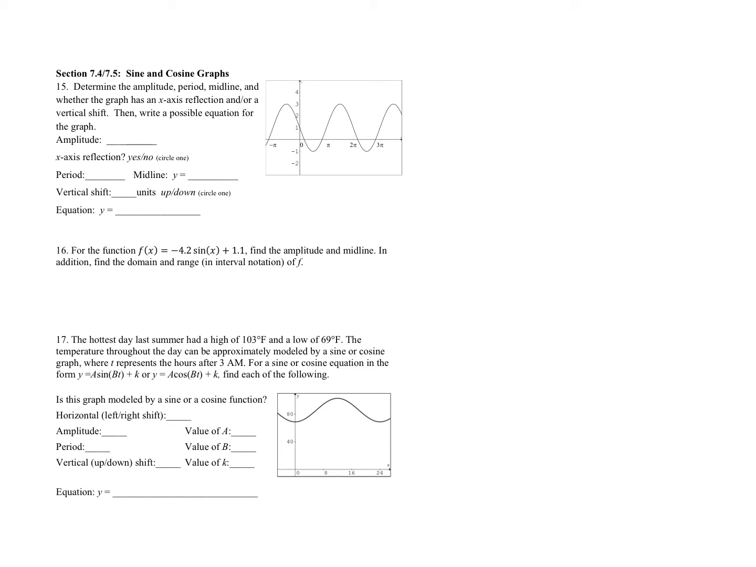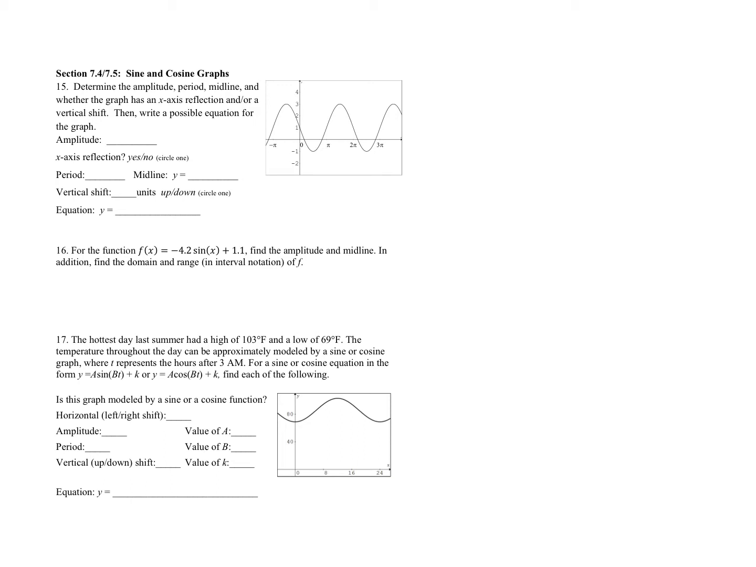All right, on to part 2. We are now in section 7.4 and 7.5 with sine and cosine graphs. So we're going to read these graphs and define each of the parts of them. So question 15, we have this one graph and they want us to find the amplitude to start off.